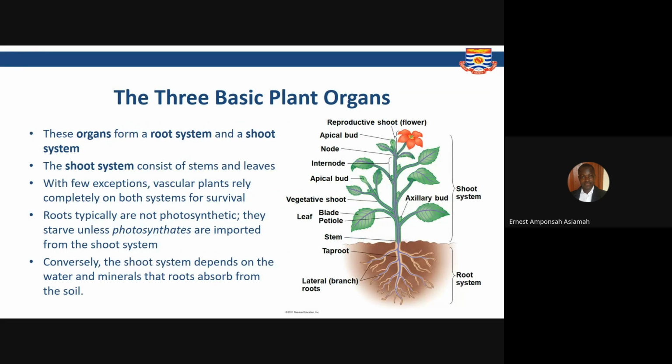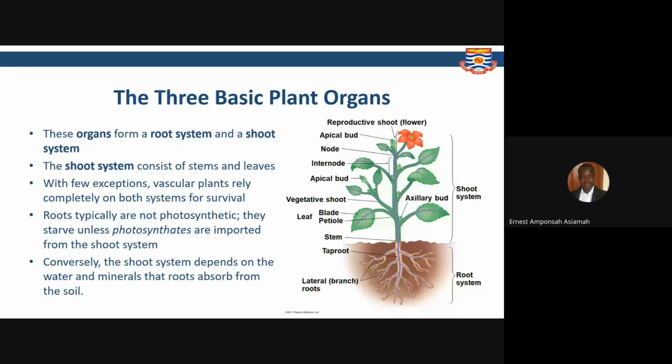So the root, stems, and leaves have been organized into two systems: the shoot system and the root system. The shoot system comprises the parts of the plant that lie above the soil, and the root system is the part of the plant that lies in the soil. The part in the soil is the roots, and the shoot is the stems and the leaves lying above the soil.